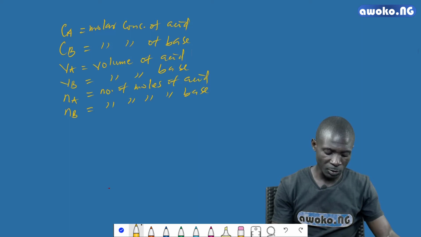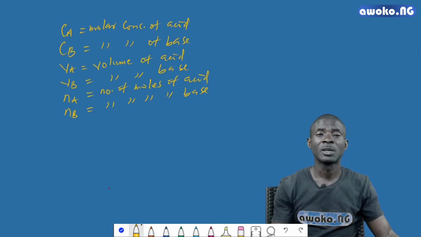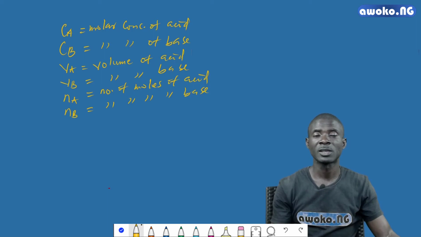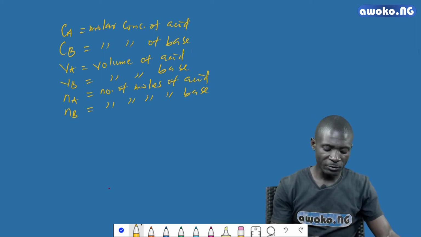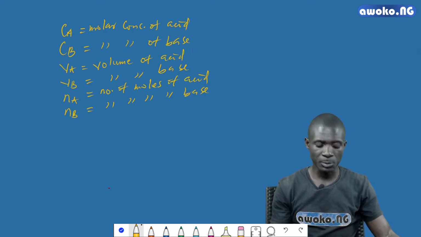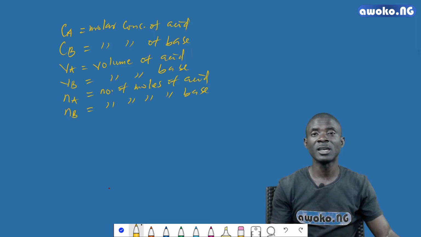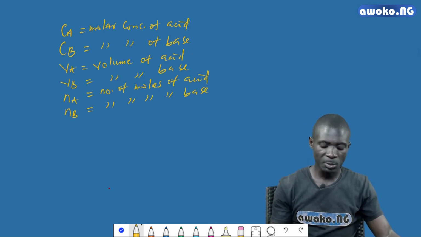Okay, so we have been able to analyze what each item in the formula represents. CA is the molar concentration of acid in mole per dm cube, CB the molar concentration of the base in mole per dm cube, VA the volume of acid in cm cube, while VB is the volume of base also in cm cube, NA is the number of moles of the acid in moles, while NB is the number of moles of the base also in moles.